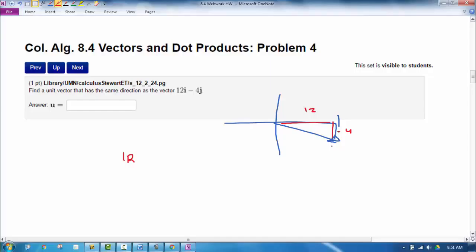So if I want to find a unit vector, it's just 12 divided by the square root of 160, that's i, minus 4 divided by the square root of 160 j. So all you have to do is divide by the square root of 160. Now you could probably enter this in as 12 divided by the square root of 160, comma, negative 4 divided by the square root of 160, because that's the vector ordered pair form, and this is i and j. It doesn't matter. Well, it should accept both answers.